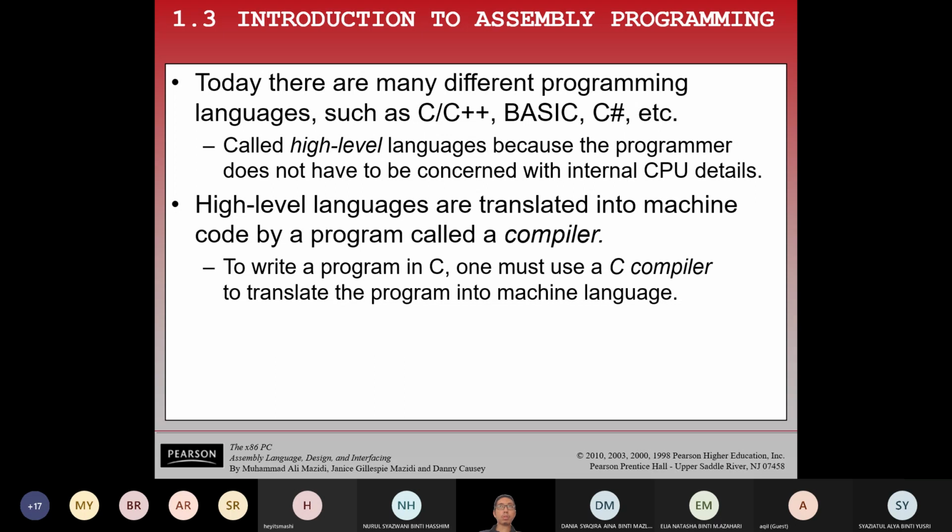Compared to previously, for the assembly language, we want to execute that, we call that the assembler. For high level, we use a compiler. We use the compiler to execute the code that we wrote. Okay, give me a minute.